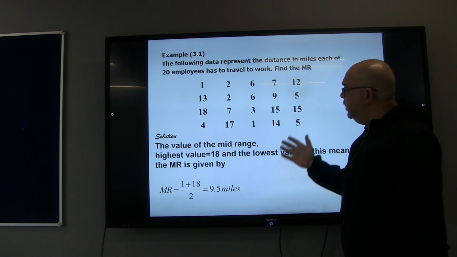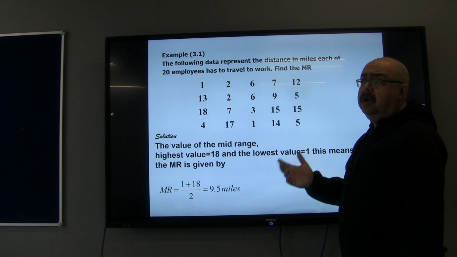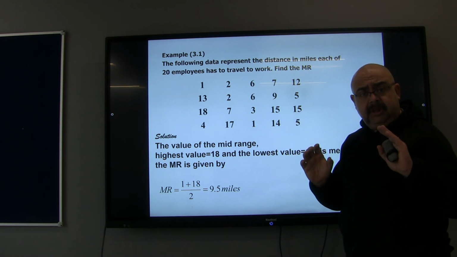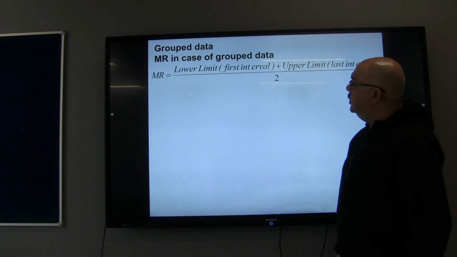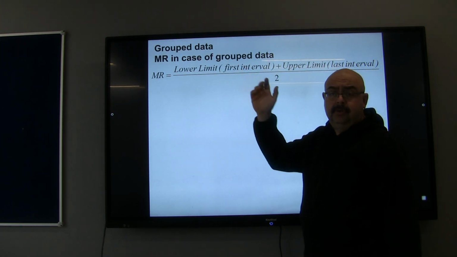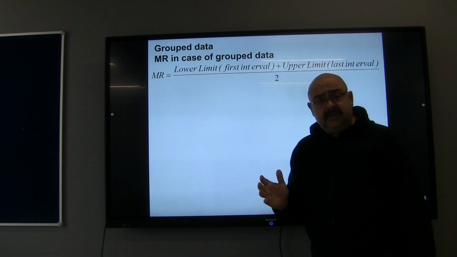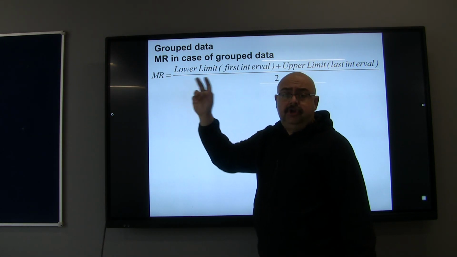This looks tempting. It's very, very fast, as you can see. And this is an example for the ungrouped data, the data which are not actually put in a frequency distribution. On the other hand, if your data was given to you in a frequency distribution, we will be able to evaluate the mid-range using this term.